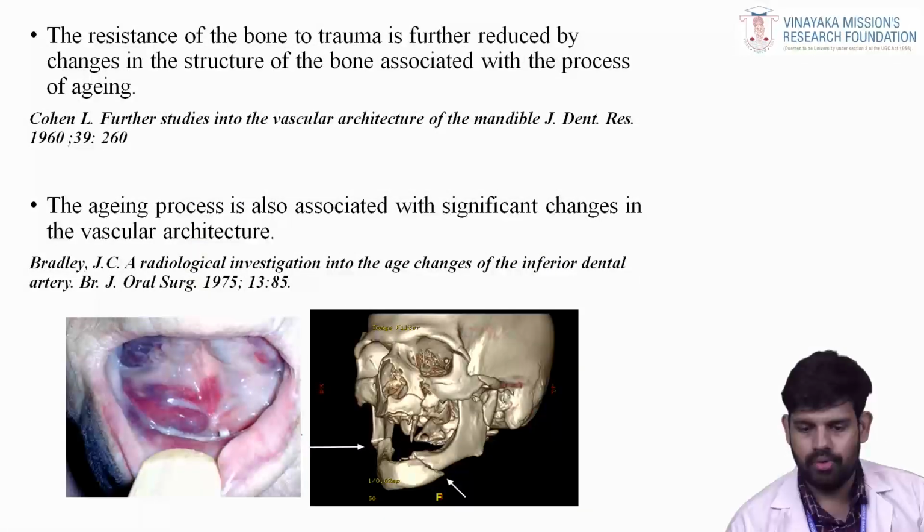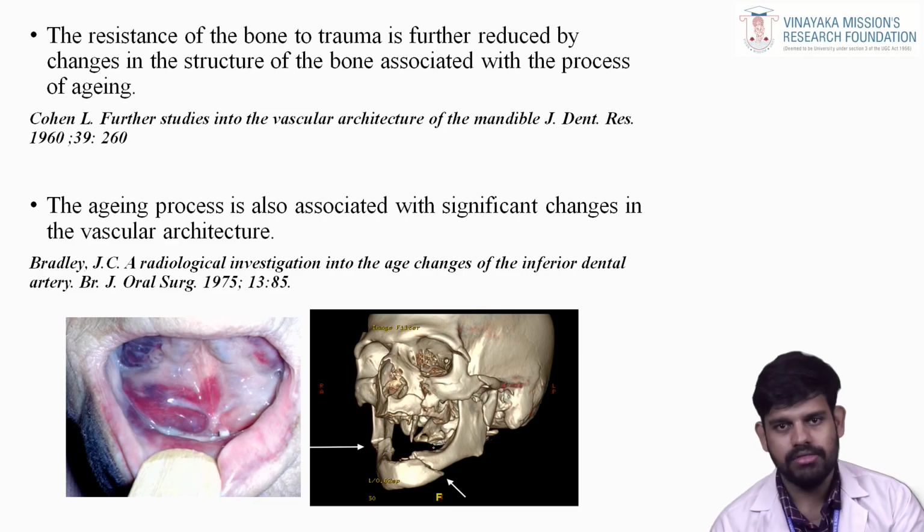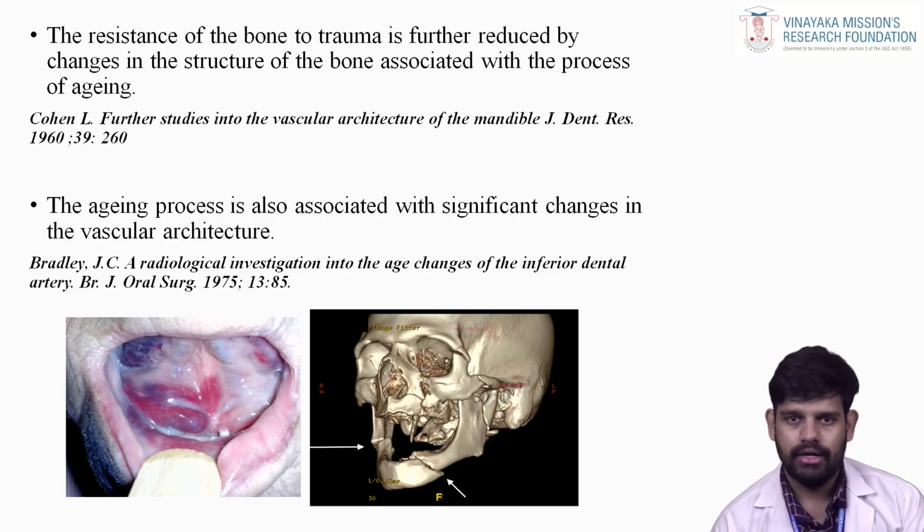So the resistance of the bone to trauma is further reduced by changes in the structure of the bone associated with the process of aging. For example, in a younger individual, both blood supplies are intact, so the bone heals faster. In an older individual, due to atrophy, there is severe bone resorption, the inferior alveolar canal gets occluded in most cases, and the bone becomes more sclerosed. So if that inferior alveolar artery is compromised, it derives blood supply from the periosteum. Even if we strip the periosteum, there is no blood supply, leading to resorption.